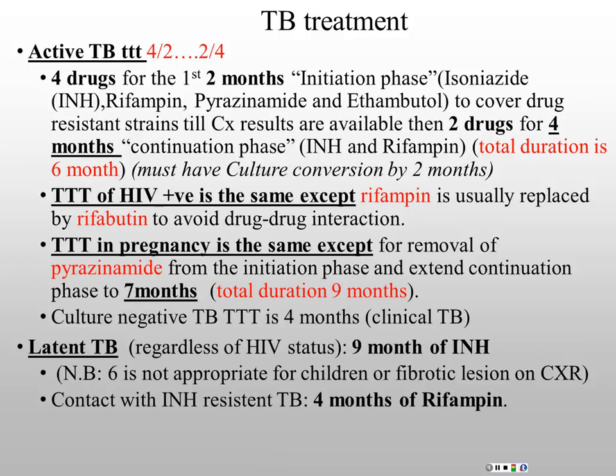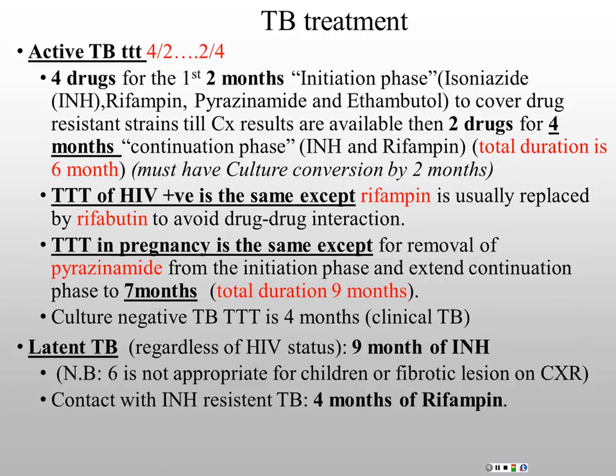Treatment, just remember 4.2 and 2.4. This is a busy slide, but they ask you about the treatment. So you start with 4 drugs for 2 months, and then you continue with 2 drugs for 4 months. So total duration of treatment is 6 months. You treat for 2 months, you repeat the culture, you need to see a negative culture in 2 months, and then you will continue. In HIV patients, you can use rifabutin instead of rifampin because of drug-drug interaction. Rifampin will interact with most of the HIV medications.